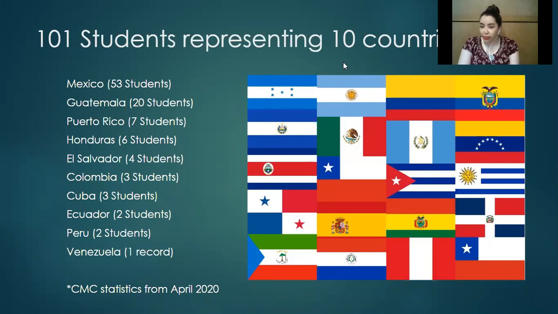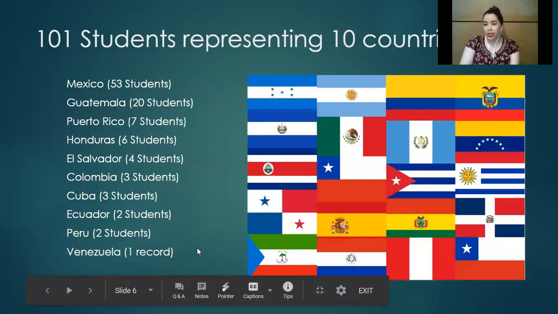So here at the Catherine McCauley Center, we have about 100 students that speak Spanish, representing 10 of those countries. Mexico obviously we have the most of. Next is Guatemala, Puerto Rico, Honduras, El Salvador, Colombia, Cuba, Ecuador, Peru, and then one from Venezuela.